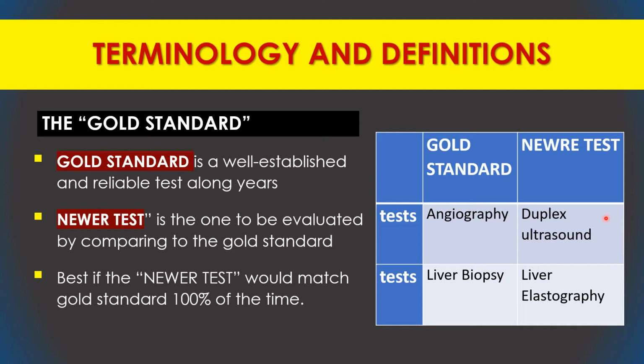But to replace it with the duplex, we first have to evaluate the duplex, and we want to make sure that this duplex ultrasound is as accurate as the angiography. So we are replacing the angiography with a safer test that is as good as the gold standard. The same thing, we evaluate the elastography against the liver biopsy. So these tests, guys, the duplex or the elastography, are new tests, and to be accepted in the medical field, we need to know first how good and how accurate they are.